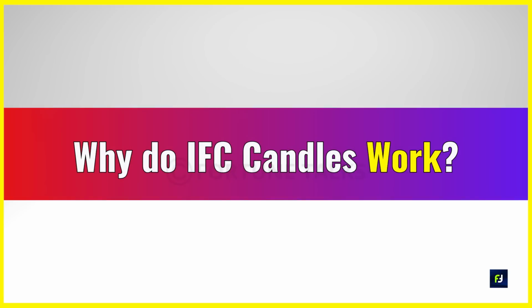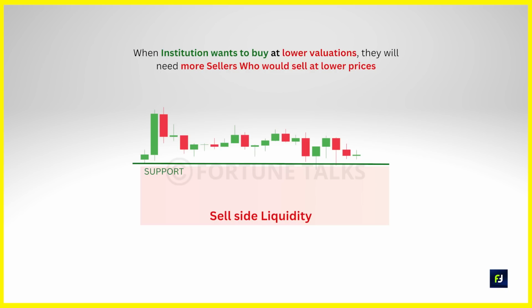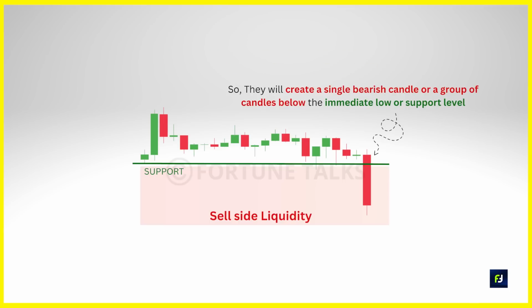Now you can ask me, why do these institutional candles actually work in the market? The strong reason why institutional funding candles work in the market is because these are the drawdown or loss of the smart money. I know you are confused, but let me explain. If the big institution wants to buy at lower valuation, they will need more sellers who would sell at lower prices. For generating enough liquidity, they will manipulate the prices.